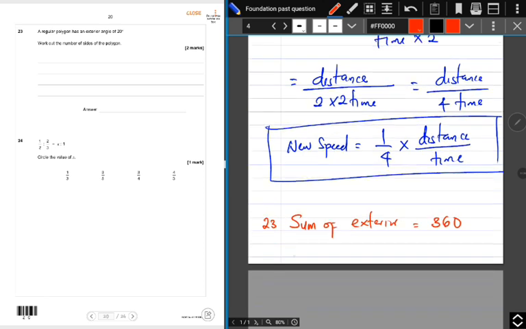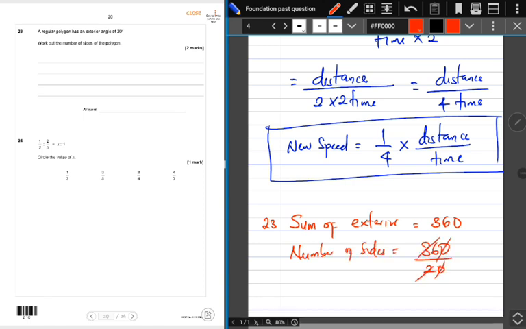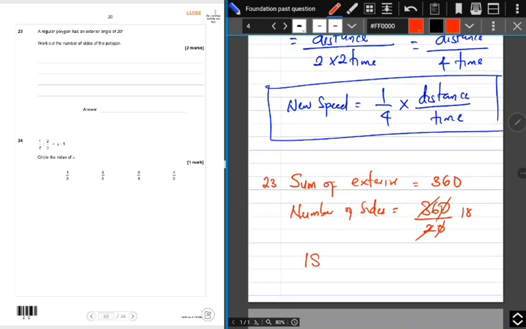Since we are given that, the number of sides equals 360 divided by 20. This cancels, we have 18. So we have 18 sides for the polygon.